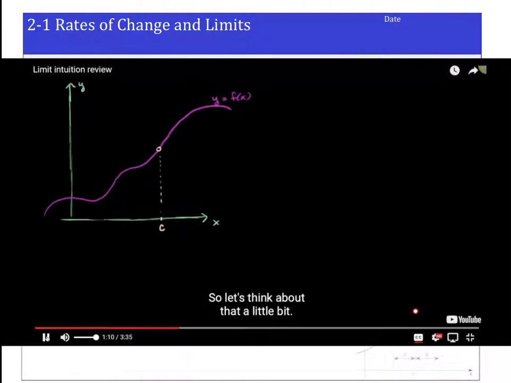Now, the way that we thought about the limit is, what does f of x approach as x approaches c? Let's think about that a little bit. When x is a reasonable bit lower than c, f of x, for our function that we just drew, is right over here. That's what f of x is going to be equal to. y is equal to f of x.